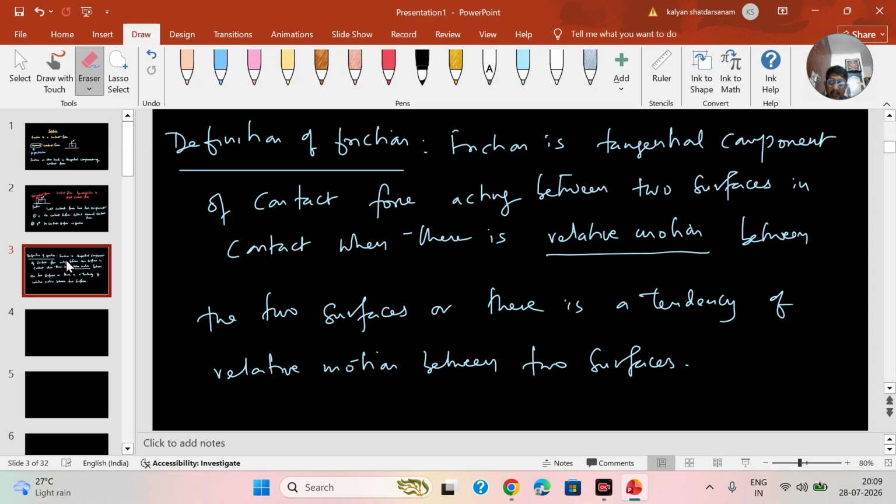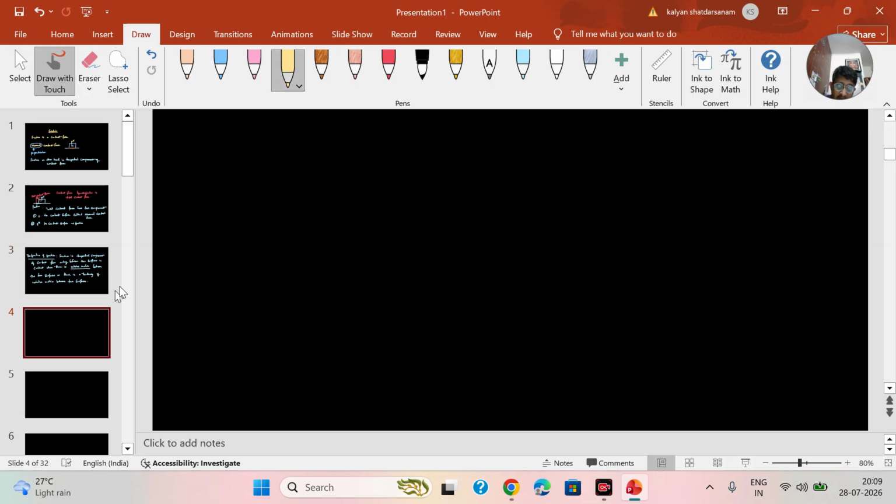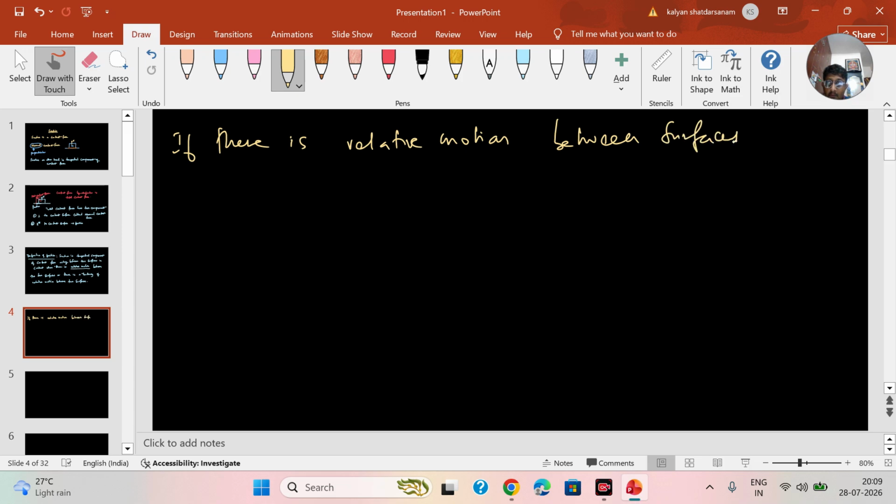This is the idea about friction. Now, if there is relative motion between surfaces, it's called kinetic friction. This is the simpler of the two.